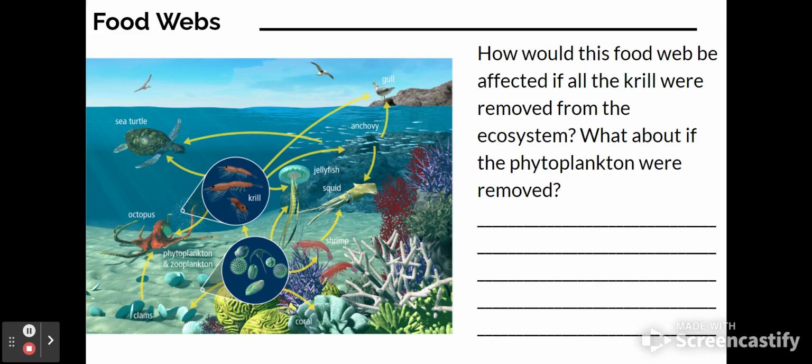Now, how would this food web be affected if all the krill were removed from the ecosystem? So if we took out the krill, which are right here, what would happen to the ecosystem? And if we decided to take out the phytoplankton, which are right here, what would happen if we removed the phytoplankton? Take a moment, try to answer that question.